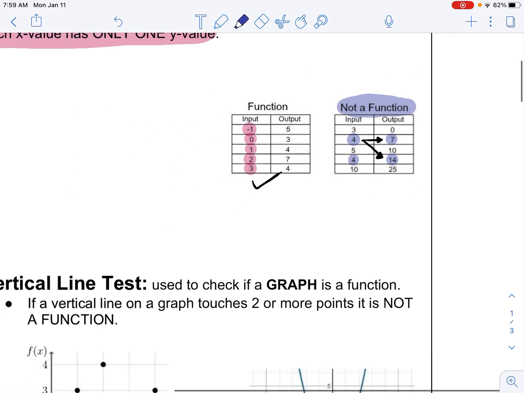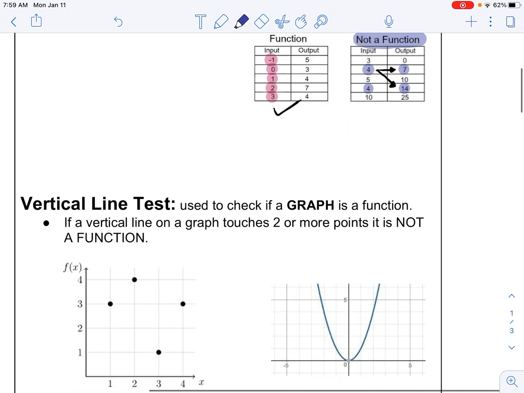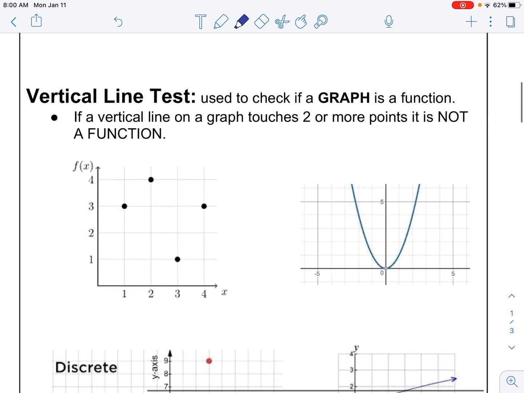Now, in a graph, we have a special way of telling, and that's to use the vertical line test. As we move the vertical line, the input of 1 has an output of 3. The input of 2 has an output of 4. Each input only has one output, so yes, this one is a function. As we come across here, it only ever touches the line at one point, so yes, that is a function.